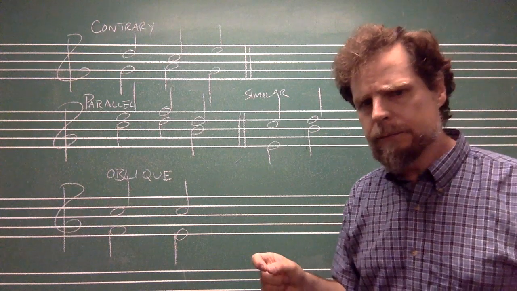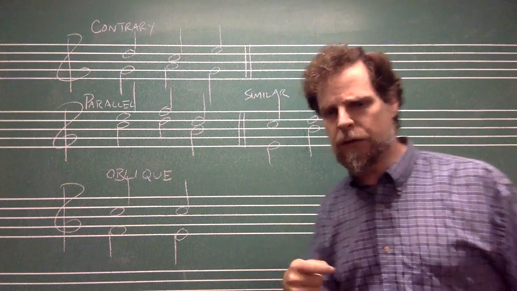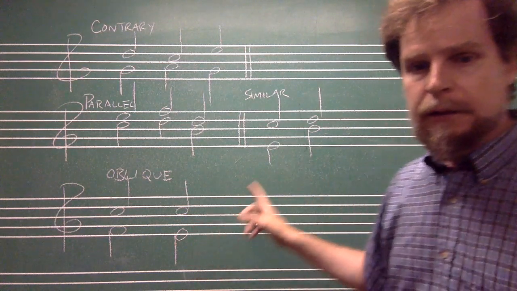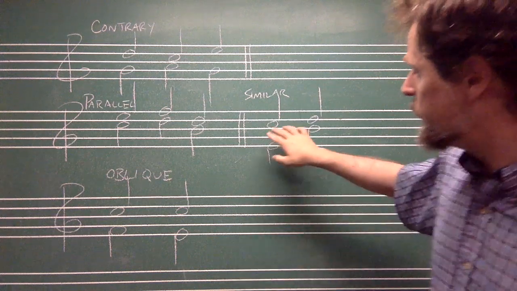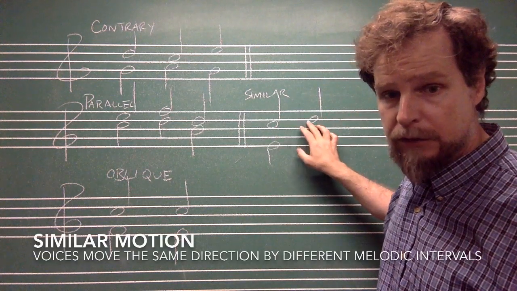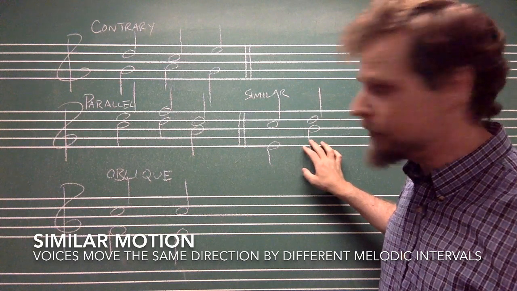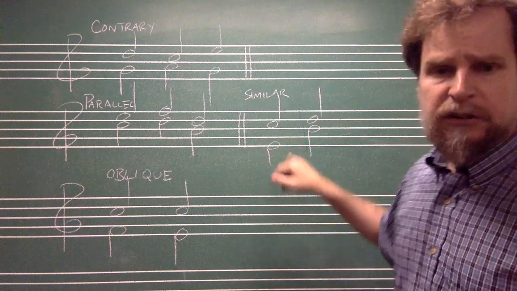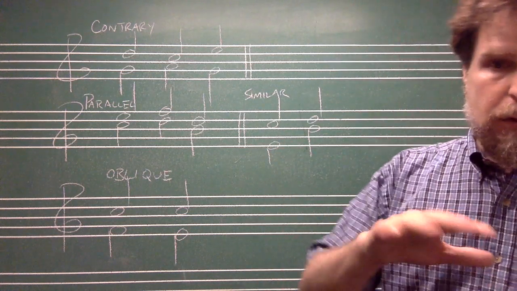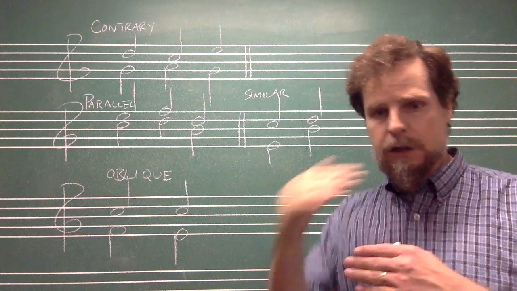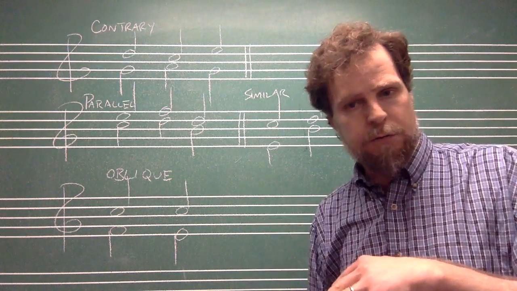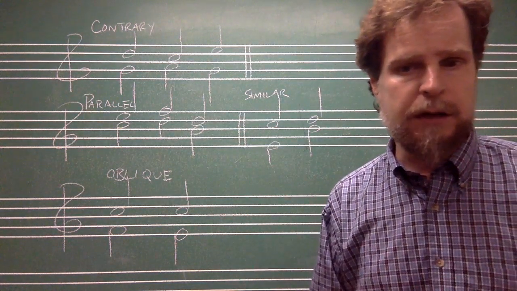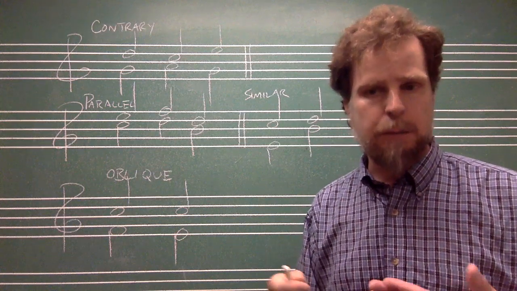But what if they're moving in the same direction but not by the same amount? Here is what's called similar motion. You can see that both voices are moving up, but the top voice is moving up a step and the bottom voice is moving up a fifth. So we call that similar motion. And it tends to happen this way, where the upper voice, being more like a melody, tends to move more conjunctly by step, while the lower voice, if we think of that as being like a bass line, that'll move more disjunctly. It'll tend to leap around, sort of if you think of a bass line going bum, bum, bum, it's like that.